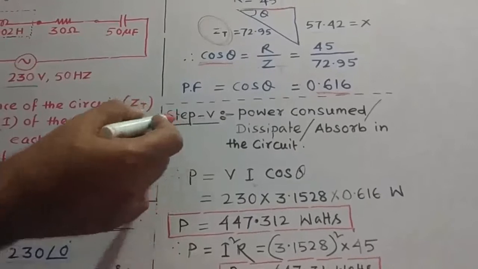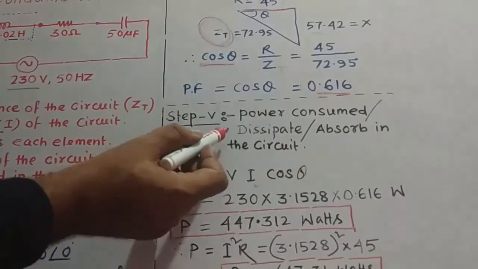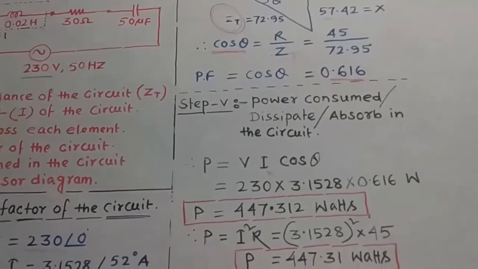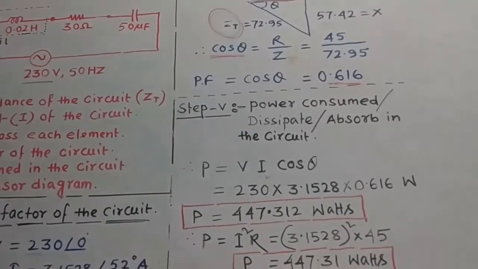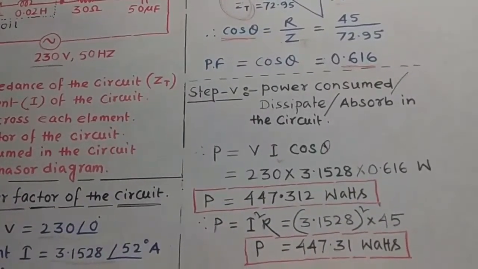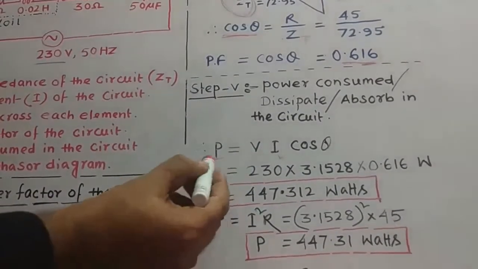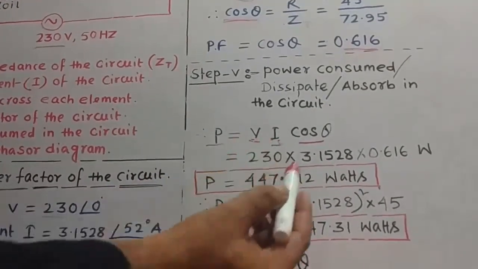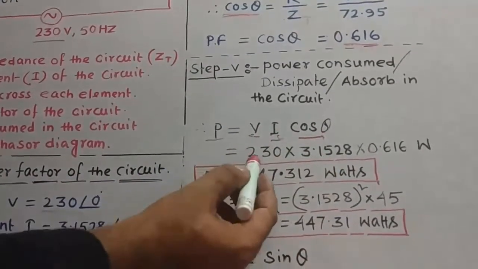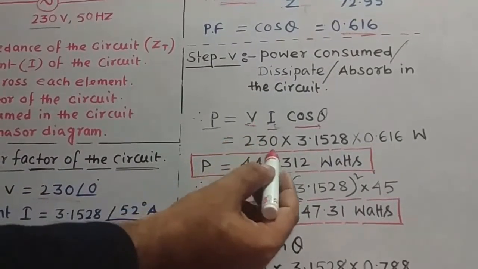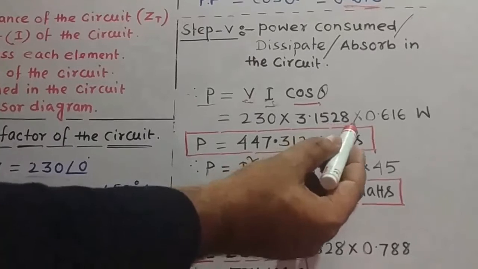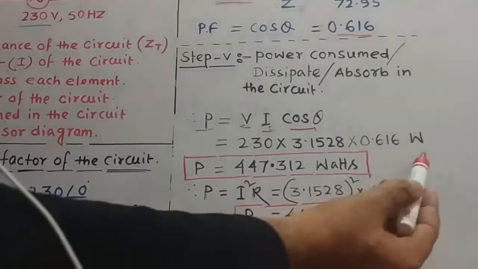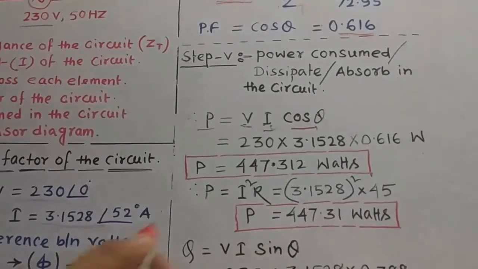Now step number 5, power consumed, dissipated or absorbed in the circuit. So all terms are the same. We know that the power consumed in a circuit is the active power, which is given by P equal to Vrms Irms cos theta, where theta is the angle between these two. We know that theta is 52. So if I put V equal to 230, I equal to 3.1528, and cos theta we already have, 0.616, that many watts will be the active power.